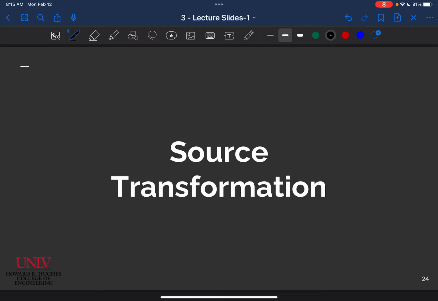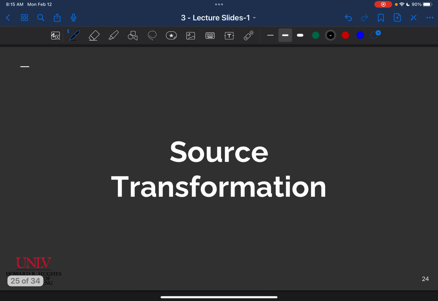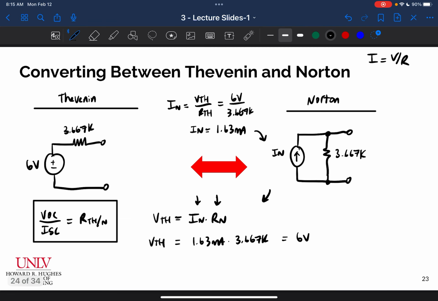All right, so here we are. We're talking about source transformation now, which I said is very closely related to what I was doing in the previous slide, where I showed that we can basically take our Thevenin equivalent circuit and replace it with our Norton equivalent circuit and convert between the two simply using Ohm's law. Well, what we were doing here is source transformation. We just didn't call it that yet.